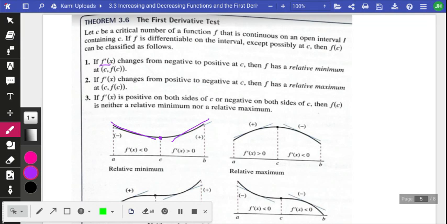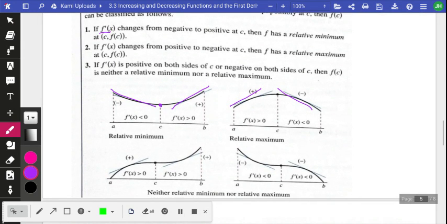And then if you have it go from positive to negative, so increasing to decreasing, then you're going to have a maximum. If it's either both negative or both positive, then it's neither a relative min nor a relative max. So like this case, this is increasing. This is a special point. It's a critical value, but it's not a max nor a min, which you've seen happen.